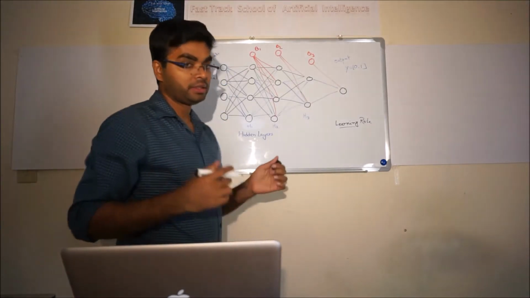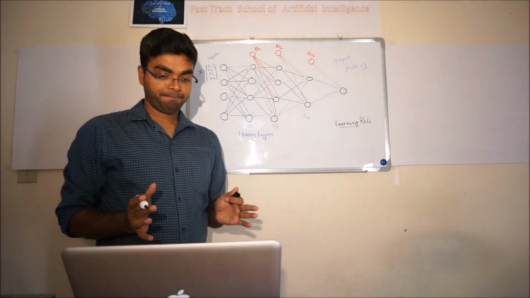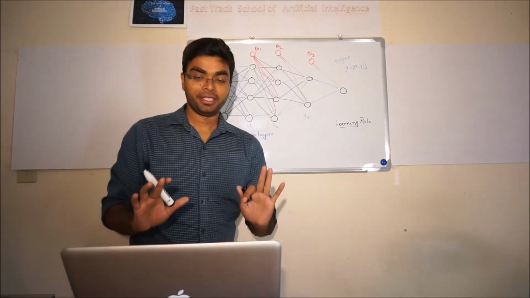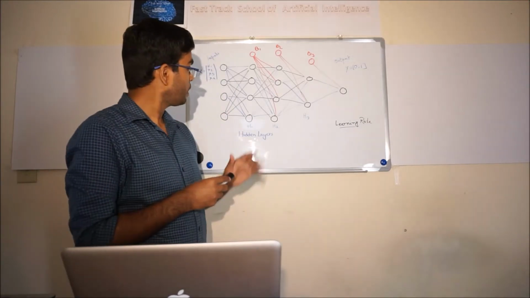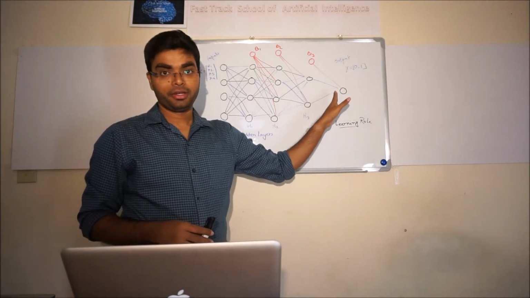So there's something called concatenate layers. I will explain it a little later. For now, this is the input layer, these are hidden layers, and this is the output layer.